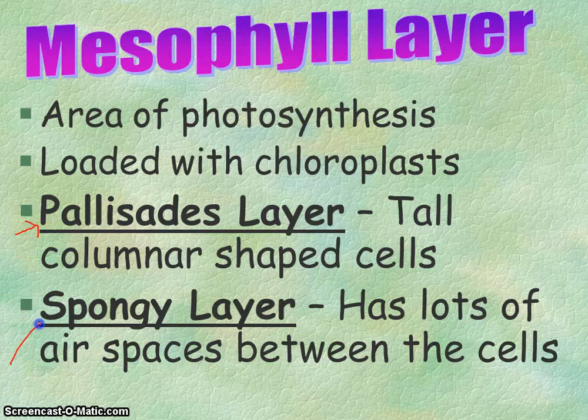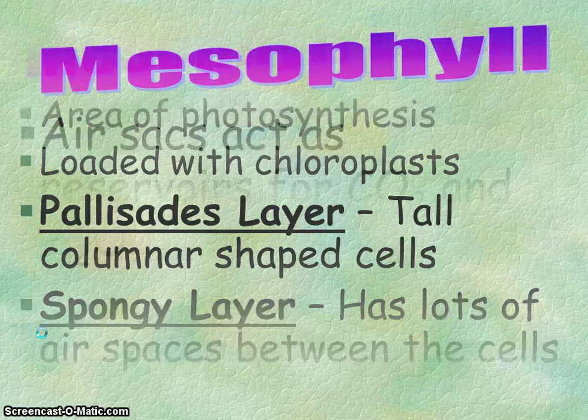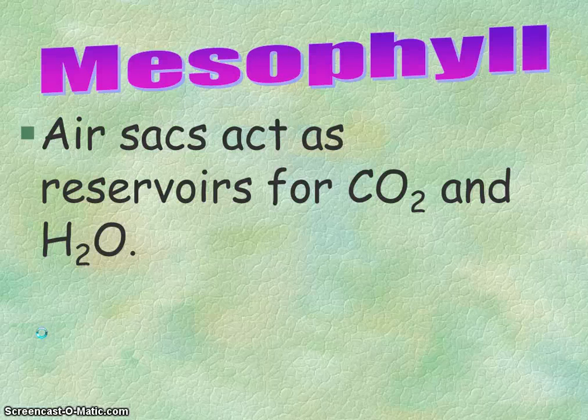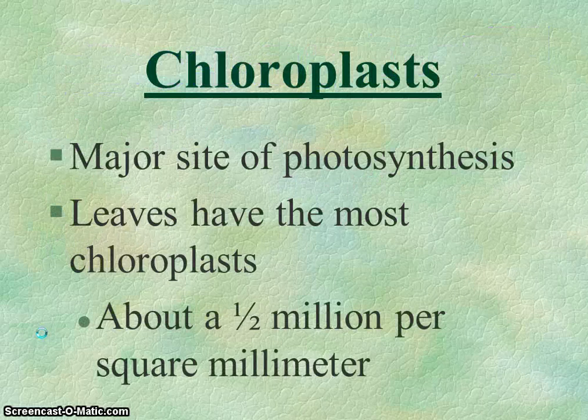And then we have a spongy layer that has lots of spaces to hold carbon dioxide and water, kind of like reservoirs. Okay, so there are a lot of different air spaces. Again, the air sacs act as reservoirs for carbon dioxide and water. And the mesophyll is where photosynthesis takes place within the leaf.